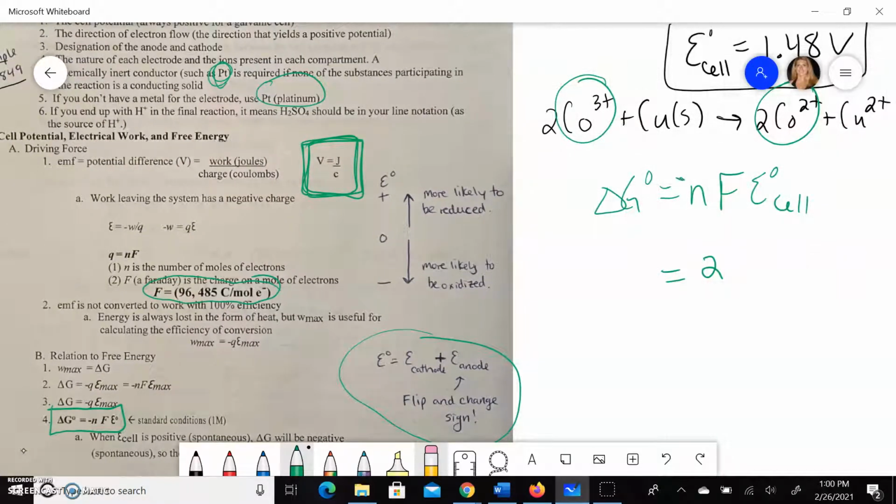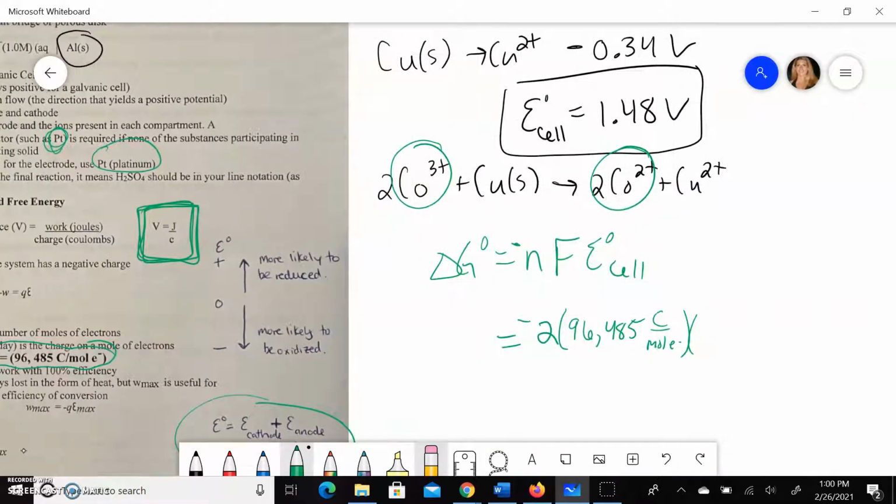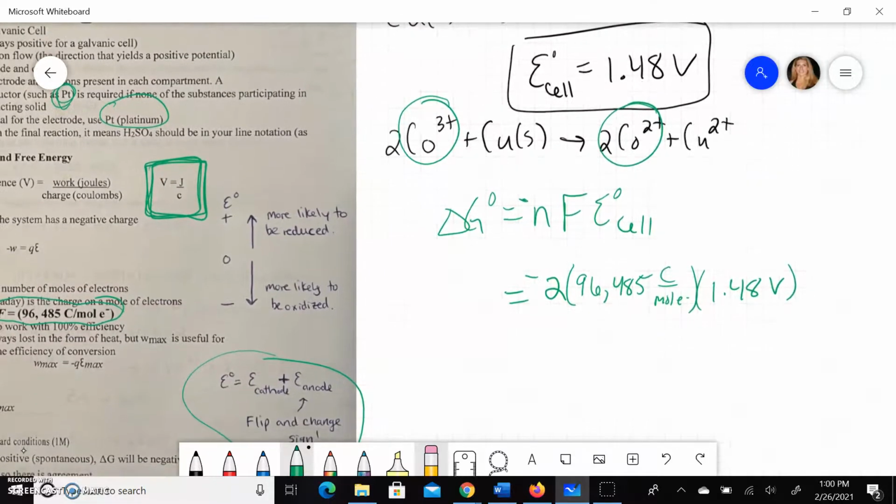Oops, got a negative. There we go. And then you're going to plug in Faraday's constant, which is given to you in the reference packet, times the E cell, which we calculated in the black box up there, so 1.48 volts. And you just multiply them all together, and that will give you your delta G.